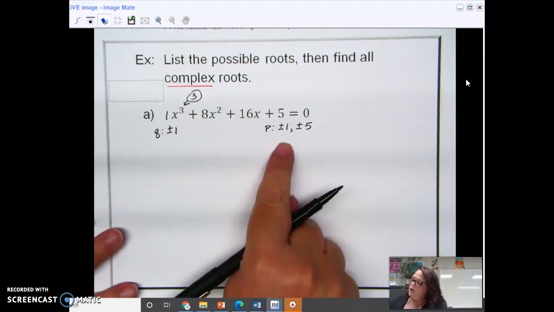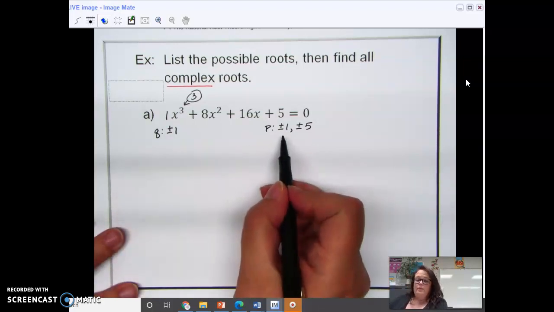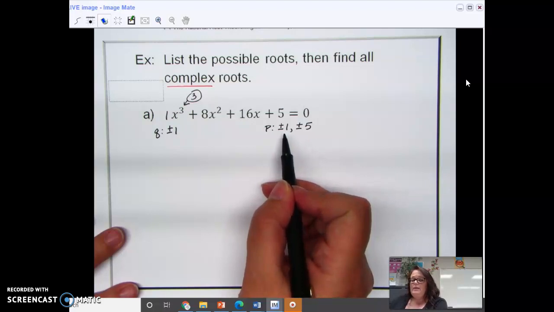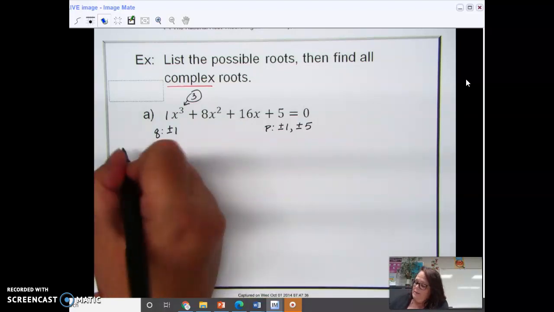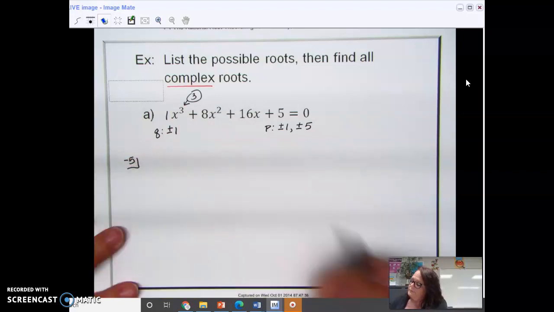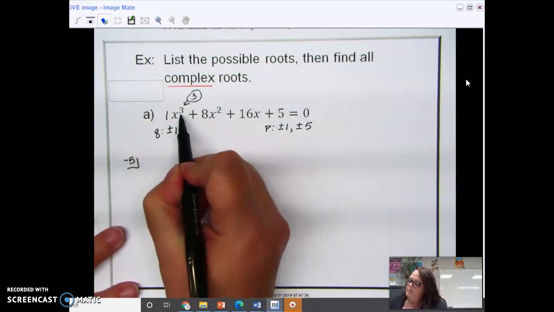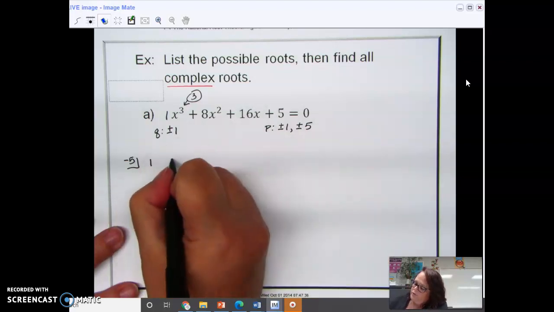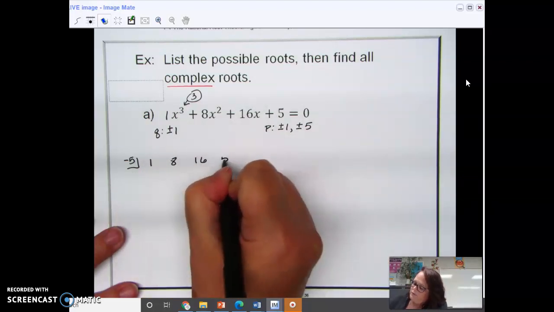Okay, so by the way, if I tried -1 or if I tried +1, they're going to give me a remainder that's not 0. So I'm going to try -5. So then I'm double checking. I've got a power of 3, a power of 2, a power of 1, and nothing. So I'm good. So I have coefficients of 1, 8, 16, and 5.